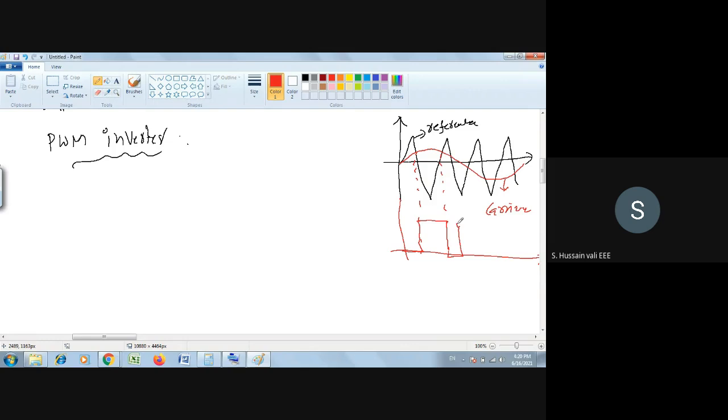I hope we have discussed this already in previous courses. By comparing this, you will get the pulses. These pulses will go to the switches of the PWM inverter. So what is a PWM inverter? I will draw here that this is your PWM inverter.